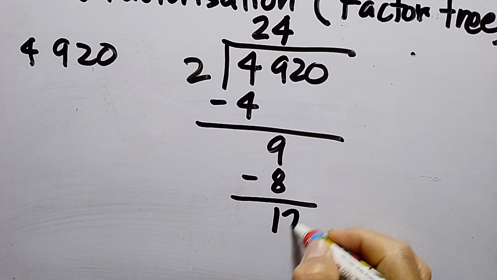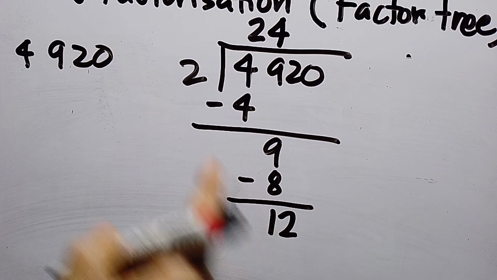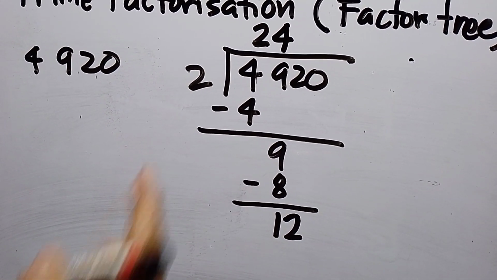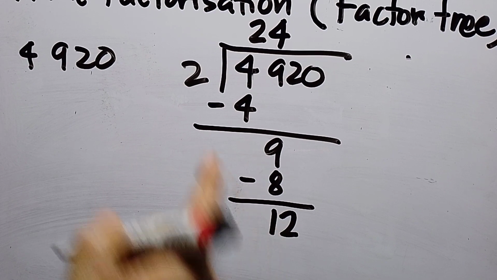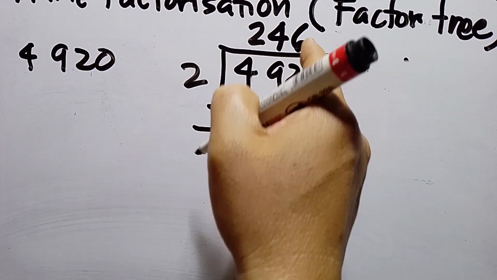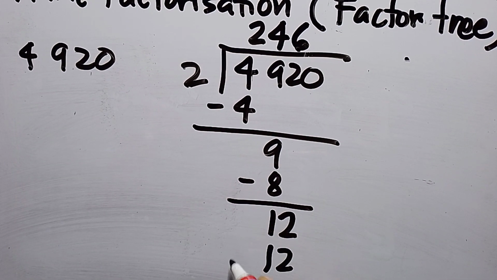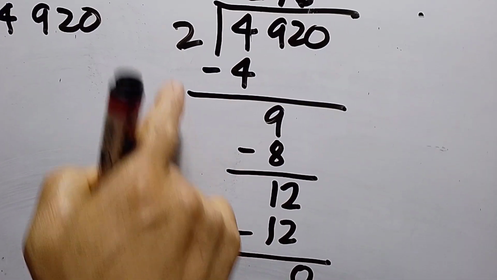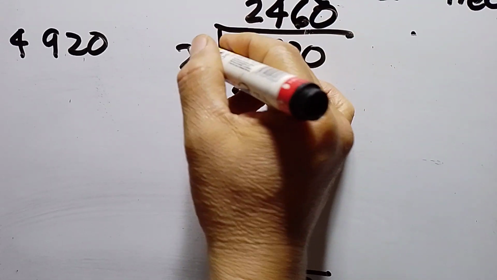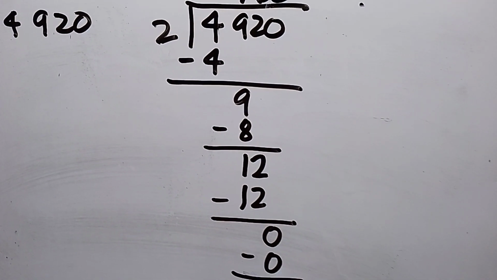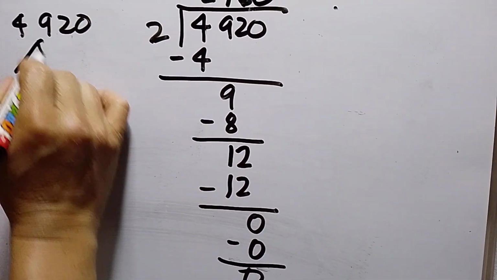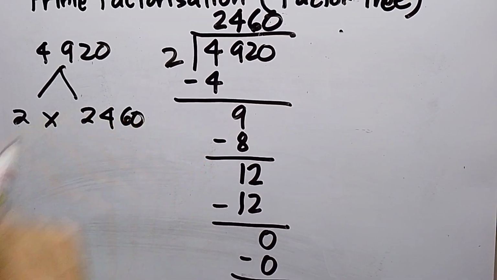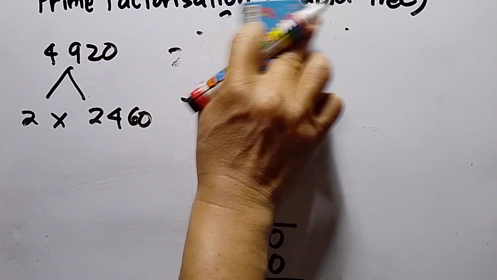Then bring down 2. Now 12 and 2 are even numbers, so we can divide. 12 divided by 2 is 6. Then 6 times 2 is 12. So 12 take away 12, that will be 0. Bring down 0. 0 divided by 2 is 0. And then multiply, 0 times 2 is 0. So I have 2 times 2,460. The same, the last digit is 0.